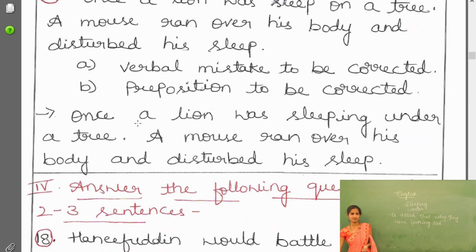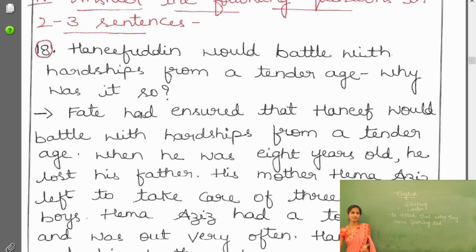So look at the next main. Next main is: answer the following questions in 2 to 3 sentences, and there you will get 7 questions. 2 marks, 7 questions. And the 18th question is: Hanif would battle with hardships from a tender age. Why was it so? Yes, of course, you have listened in your lesson. When I taught that lesson, I told you Hanif's childhood was not at all a smooth sail. Smooth sail means it was not a smooth journey, because fate had already ensured Hanif would struggle with problems from a tender age.